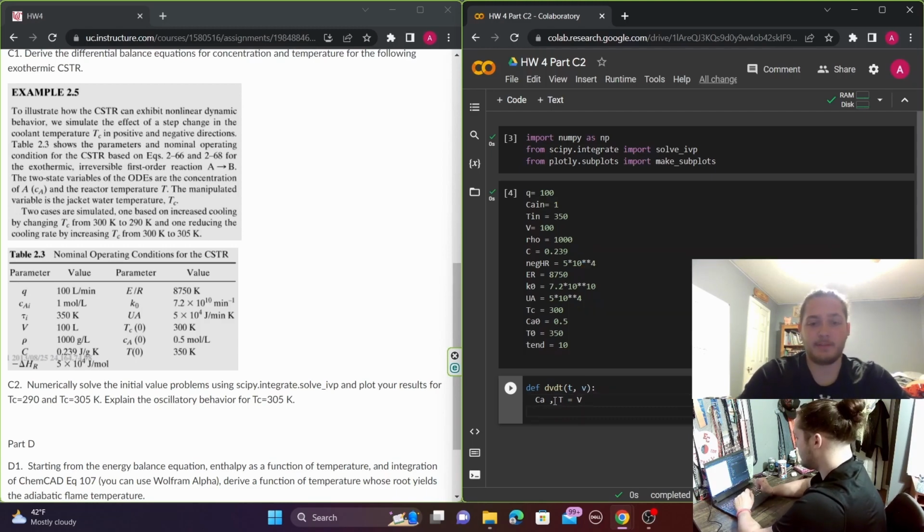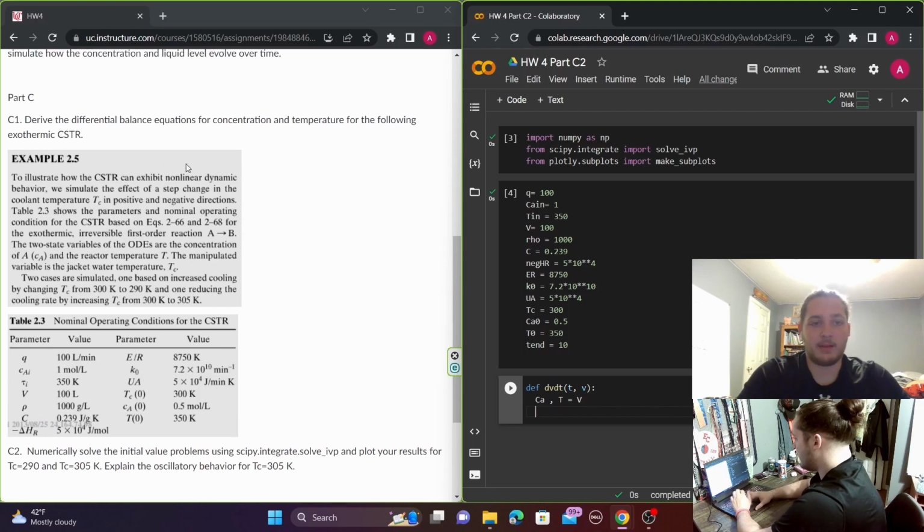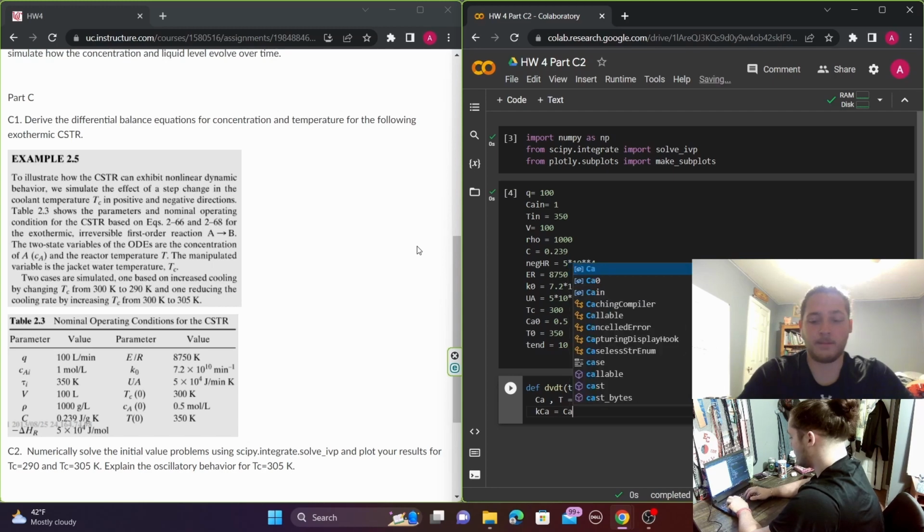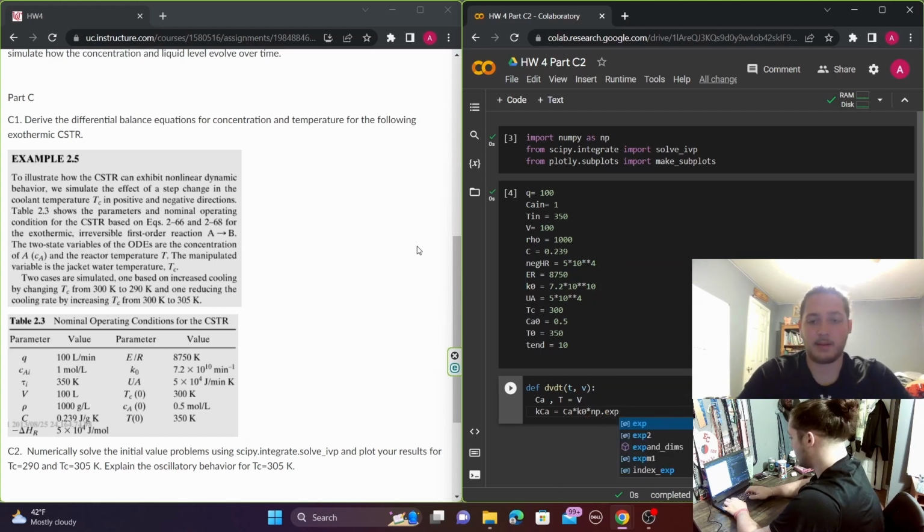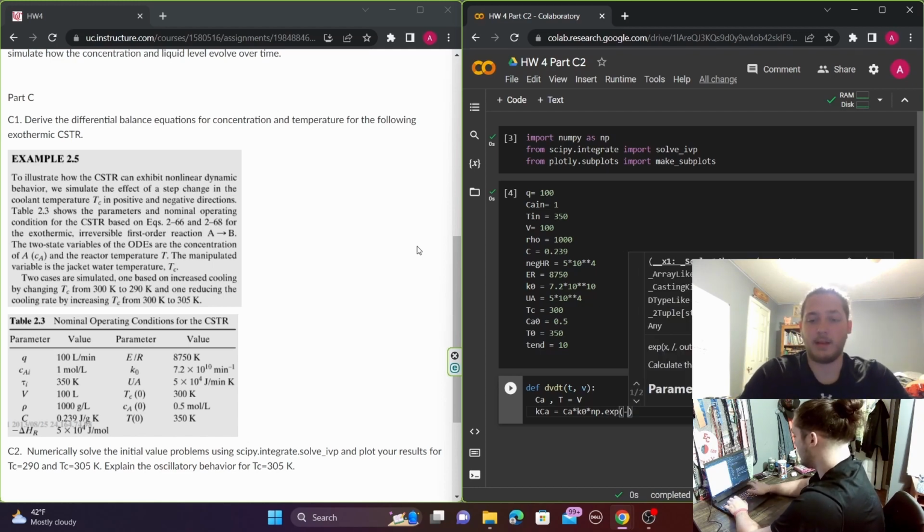So from our previous part, we have derived differential balance equations for concentration and temperature. So here we are going to include those derivations. We found that our kCA is equal to the concentration times our k naught value times np.exp, because we're using an exponent. We're raising it to the negative E over R over T.